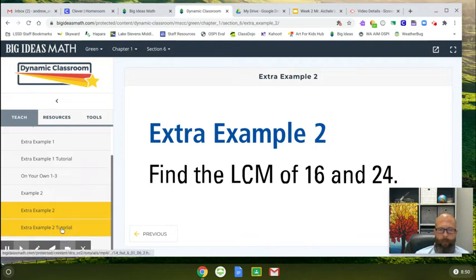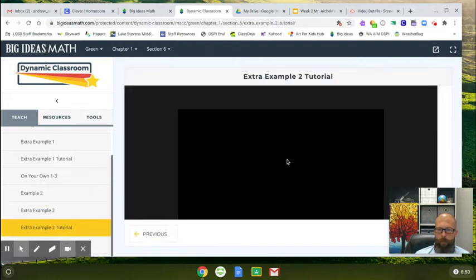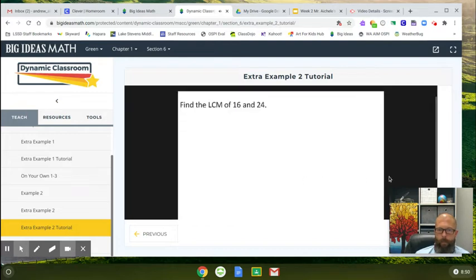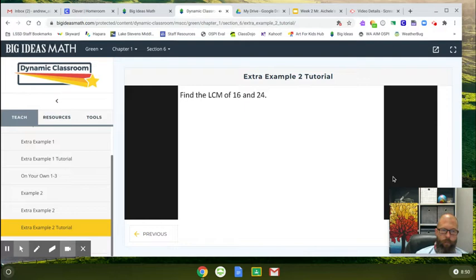You can find the least common multiple by using prime factorizations. First, you want to make a factor tree for each number. 16 factors into 2 times 8. Then 8 factors into 2 times 4. And 4 factors into 2 times 2. Therefore, the prime factorization of 16 is 2 times 2 times 2 times 2.